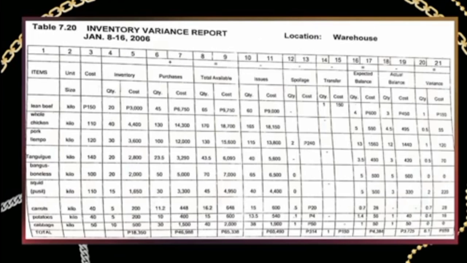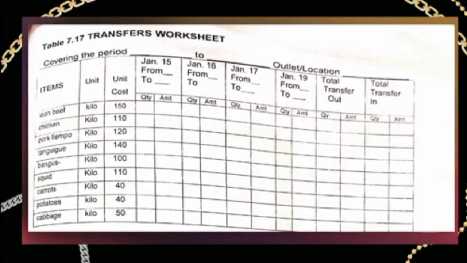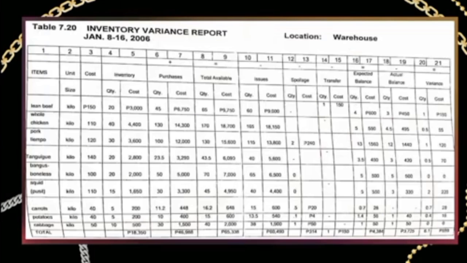First, have a pre-listing of stocks and place them in column 1 of the inventory variance form. Proceed to indicate unit size in column 2. Enter the unit cost in column 3. So assume that these are the items, unit, and the unit cost. Next, proceed to encode the beginning inventory count in column 4 and the cost in column 5 based on the last physical inventory. Reference will be the closing balance of the previous physical inventory.